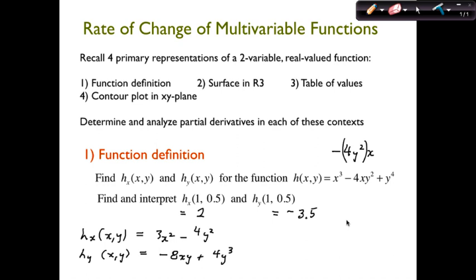So I could have you practice this, but I'll just go for it. What does this mean? It means when x is 1 and y is 0.5, if you change x a little bit, the change in the function value will be 2 times however much you changed x. That's what that rate means. And if, when x is 1 and y is 0.5, you change y a little bit from the 0.5, then z would change negative 3.5 times as much as the change in y.